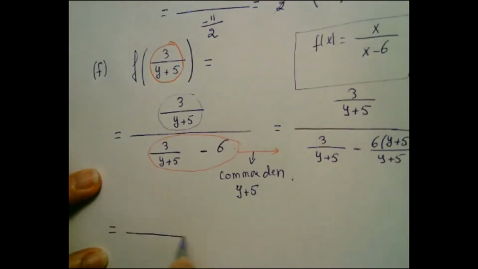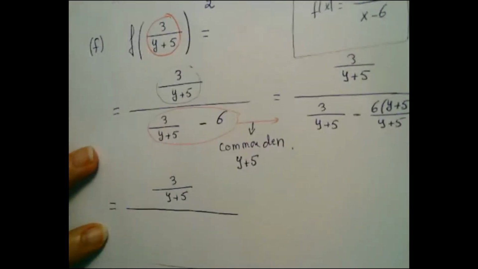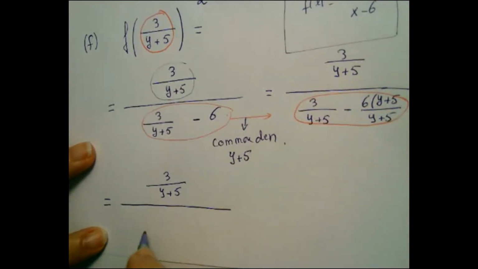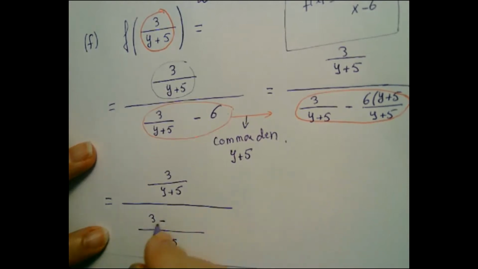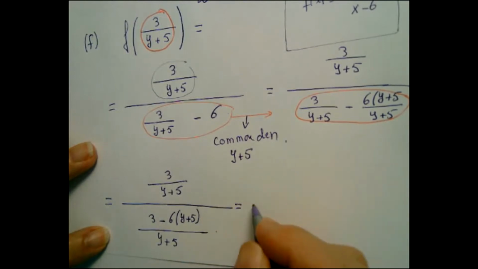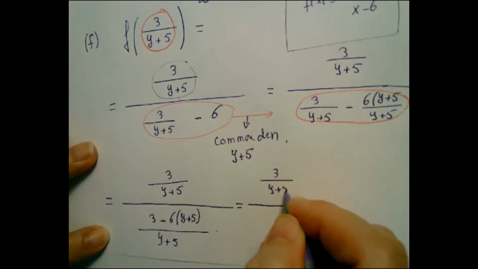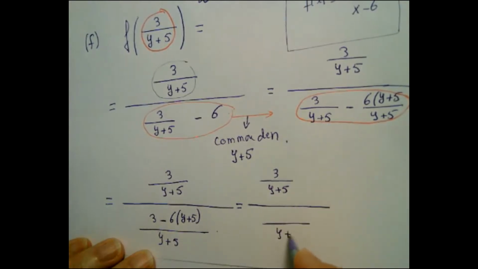Equal. Now we know why we find a common denominator. The reason we find it is because we can combine numerators. Otherwise we can't. So now I'm still focusing on the bottom part right there. So this will give me, very well, that's a y plus 5. And here I will have 3 minus 6 times y plus 5 over y plus 5. Okay, now this is equal to what? We are there. 3 over y plus 5. And let me tidy up the denominator a little bit. That's a y plus 5 down here.